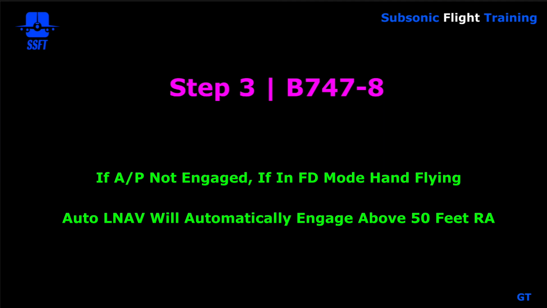If you don't require heading select and you're going to fly the published missed approach procedure, then it's already in LNAV. You don't have to do a thing at 400 feet. Just check that you're still in LNAV and that you're flying the published missed approach. So the difference is if you're hand flying at 50 feet or above, LNAV will engage automatically. If the autopilot is engaged when you're above 200 feet, the auto LNAV feature will engage automatically. And if we want LNAV, we do nothing. If we don't want LNAV, we wait till 400 feet, and then at 400 feet, we select heading select and then fly the assigned heading by ATC.